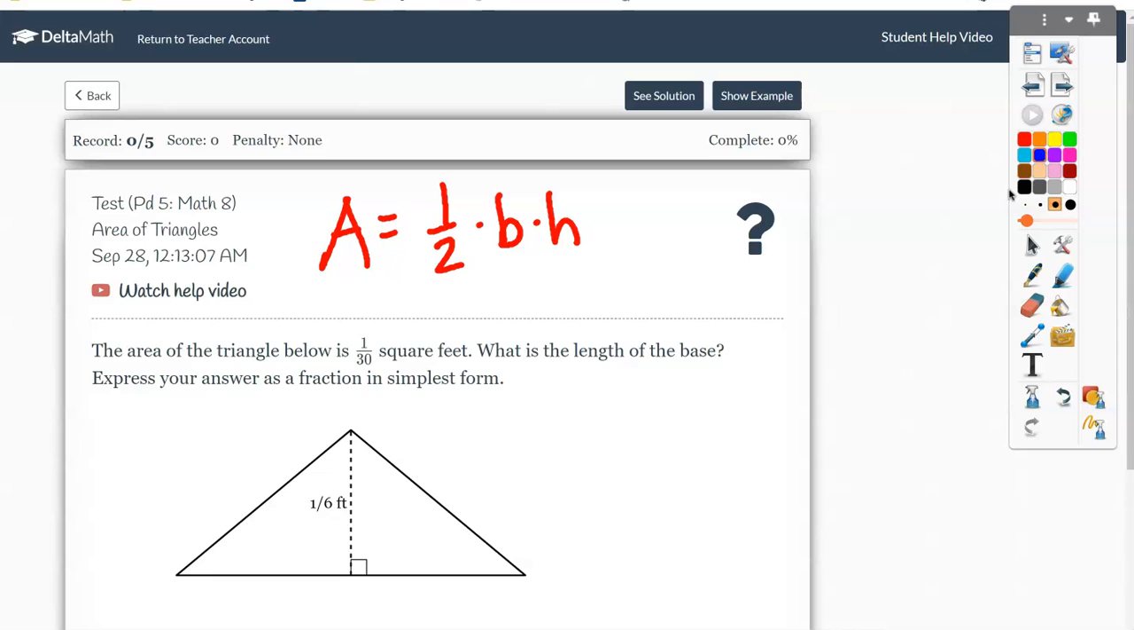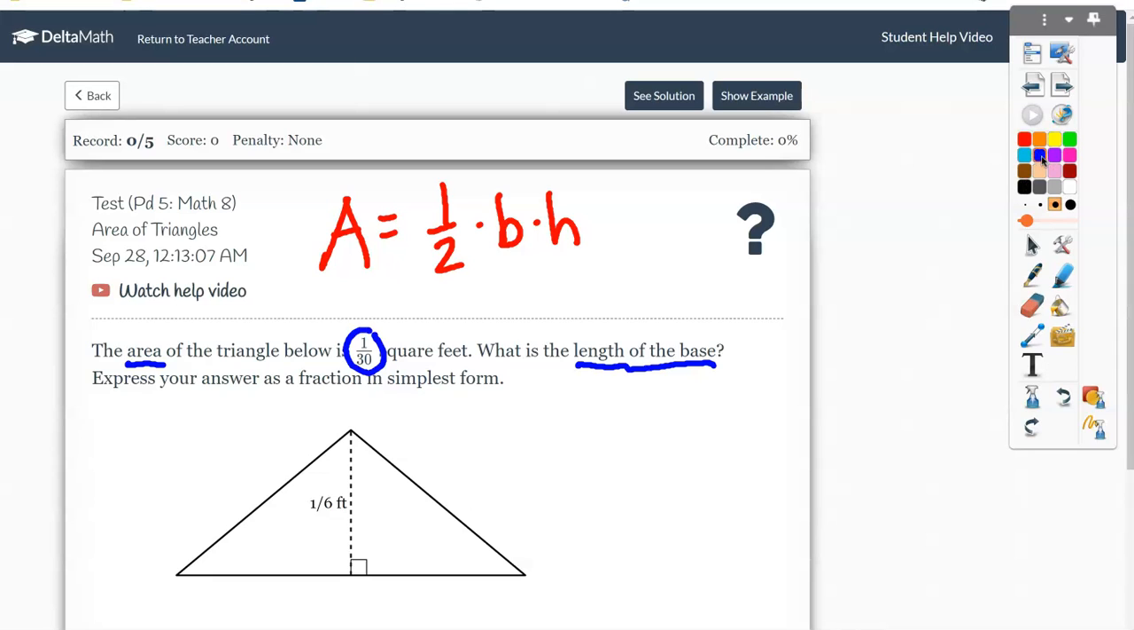Now let's read our question. The area of the triangle below is 1/30 of a square foot. What is the length of the base? Express your answer as a fraction in simplest form. Well, it's important for you to know that the height and the base of a triangle always meet at a 90-degree angle. Sometimes the height is inside the triangle, and sometimes it's outside of the triangle.